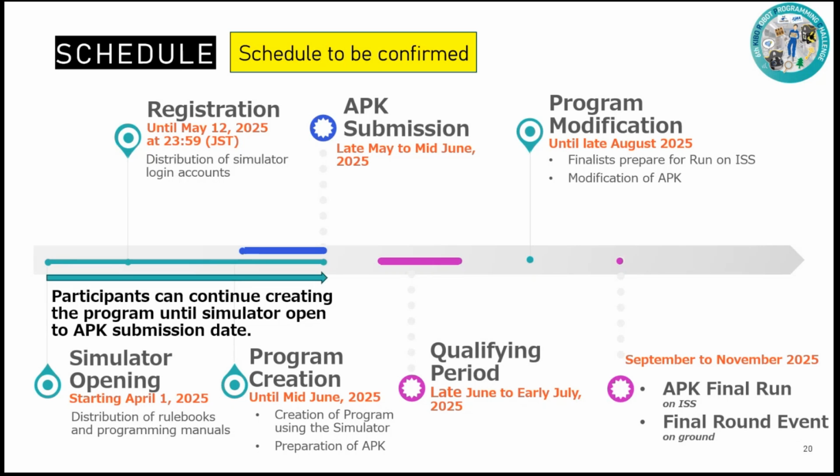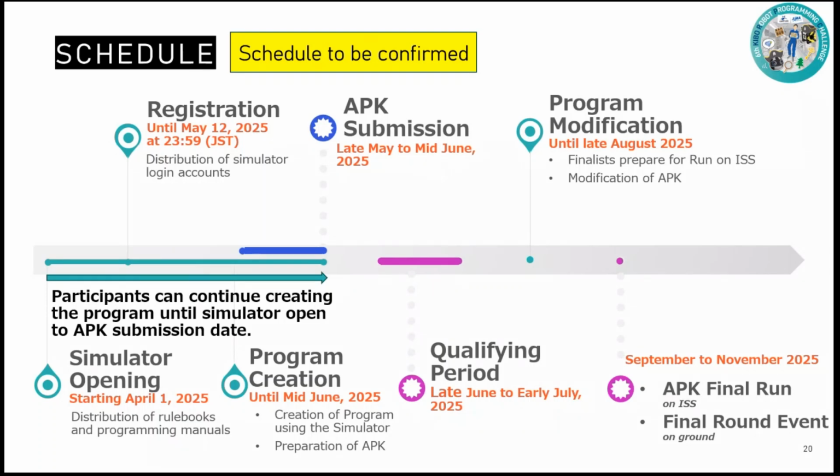The first one is the final run of your program. It will be in September of this year. The finalist teams' programs will be executed on board the ISS using Astrobee, and the results will not be announced at this stage. It's just doing the run for each team.